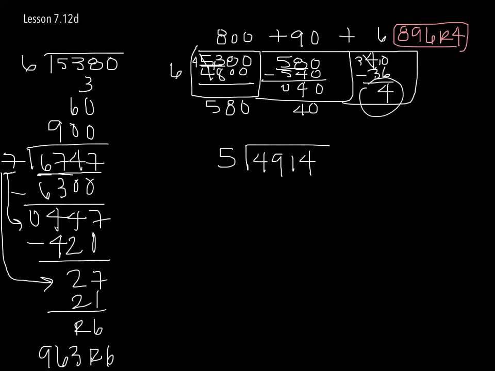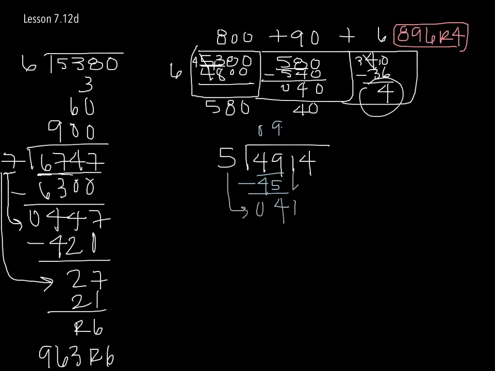All right, for our final one, I'm going to switch colors just because I'm tired of looking at the white every time. So 5 into 4,914. 5 into 4 is going to be 0. 5 into 49 is going to be 9. Multiply, write the answer on top, multiply. 5 times 9 is 45. Write the answer on the bottom, subtract. It's going to be 4, 0. We're going to bring down our next number, which is 1.